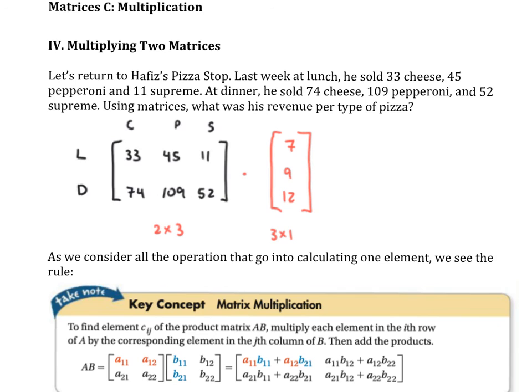Well, logically speaking, if I wanted to know what was his revenue, and actually let me change this here, his revenue for each meal. Okay, so $7 for cheese, $9 for pepperoni, $12 for the supreme, and then they all have to be added together. And then we'll repeat that exact same process down there.